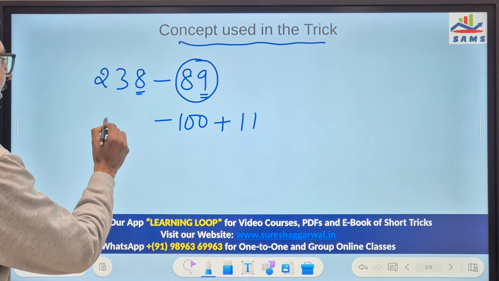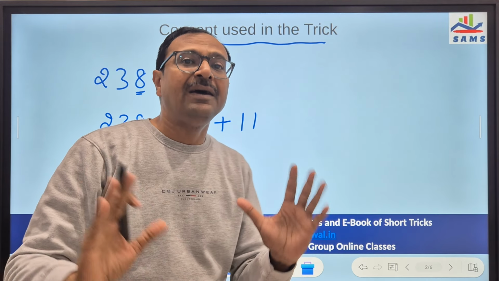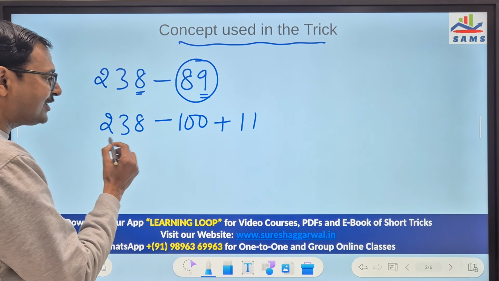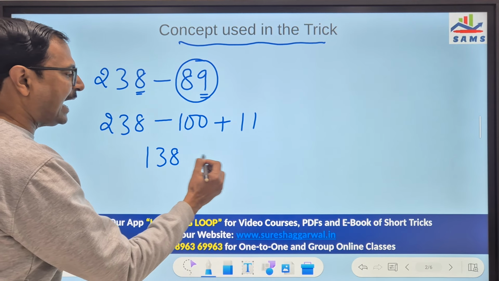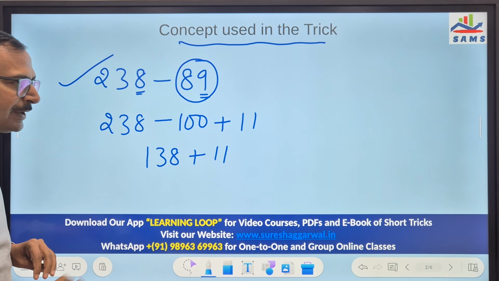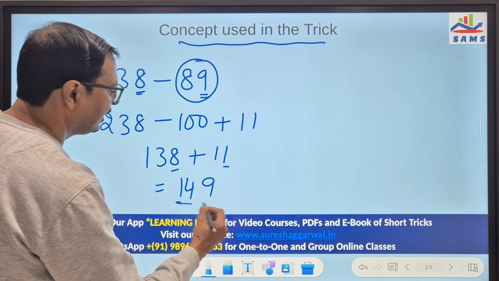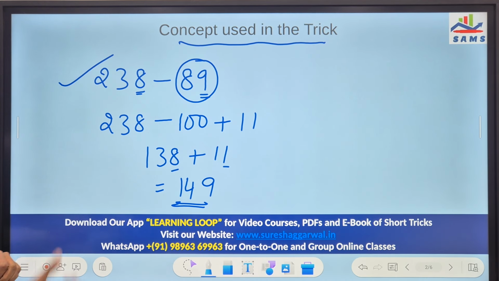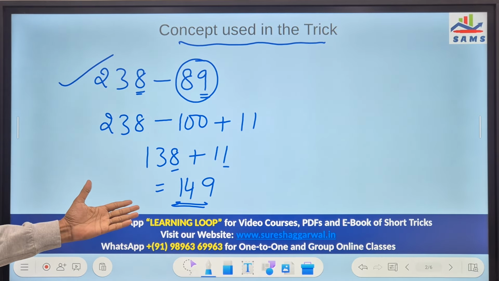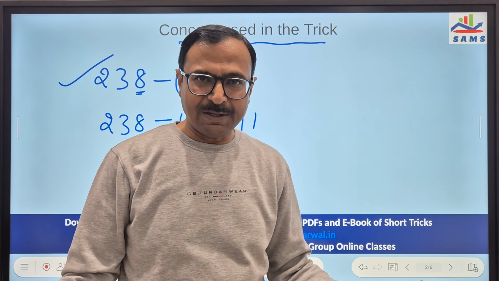And now see how the things will be so easy for you, because you don't have to do anything using the borrowing method. So 238 minus 100 obviously is 138, and adding 11 to that is much more easier than doing this subtraction problem. So 8 plus 1, 9, 13 plus 1, 14, 149 is the answer for this particular subtraction problem. See how quickly we got to the answer, and how quickly you all can do this using this amazing concept of using the base numbers.